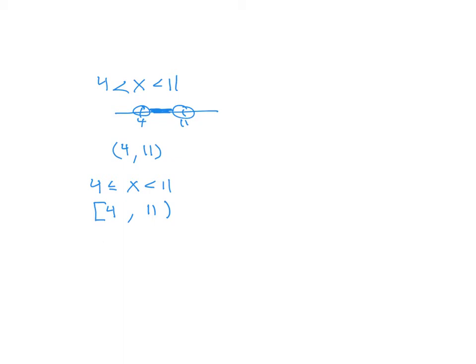All right, let's do one more variation here of this simple type of inequality. What about if we wanted to say all values greater than or equal to 4, less than or equal to 11? In this case, we want to include 4 and 11 and all values in between on the number line. So we're going to do hard brackets on both sides there.